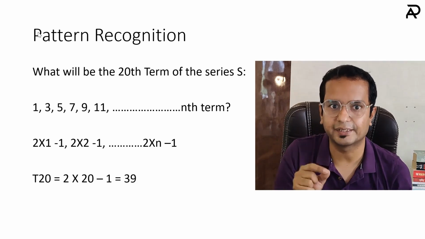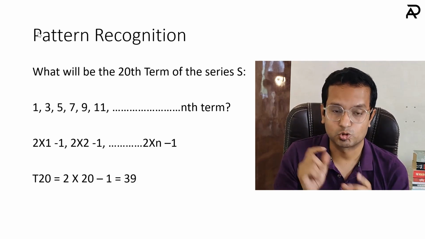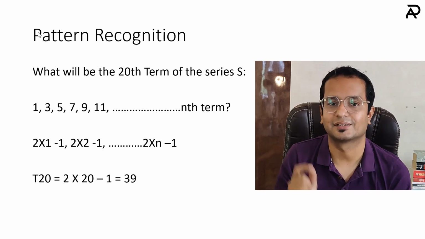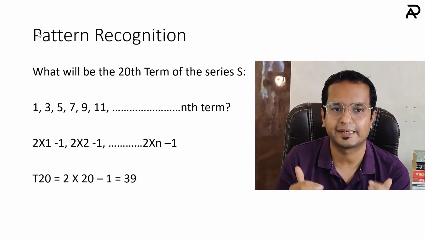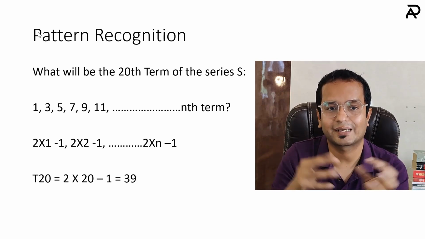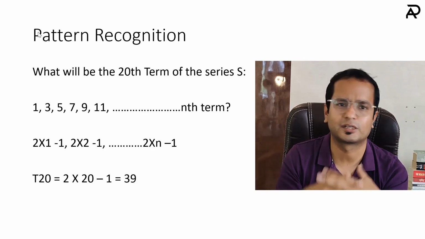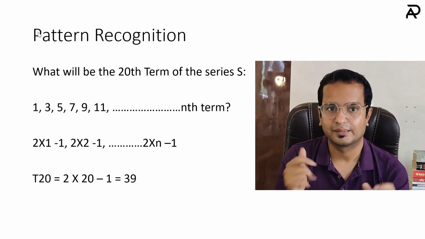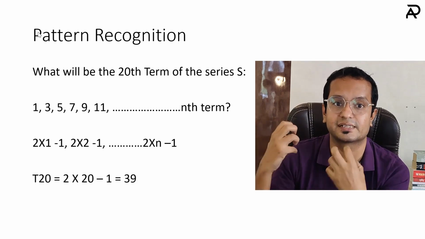So the nth term will be 2 into n minus 1. So the 20th term will be 2 into 20 minus 1, that is 39. So the general term here becomes 2n minus 1. Tn is equal to 2n minus 1. That is how you look at numbers and build a pattern in your mind. This was a very simple example, odd numbers, we all know this. But now let's see this ability to recognize patterns. Can we use this in logical reasoning sets?